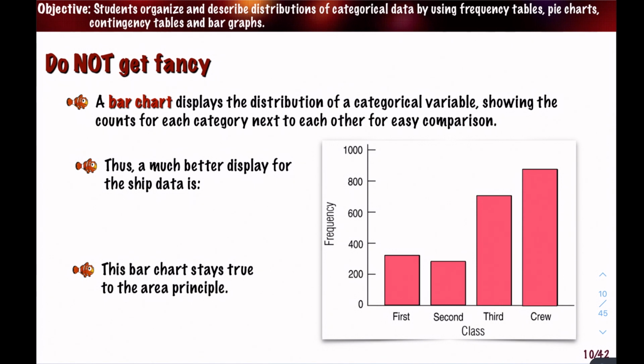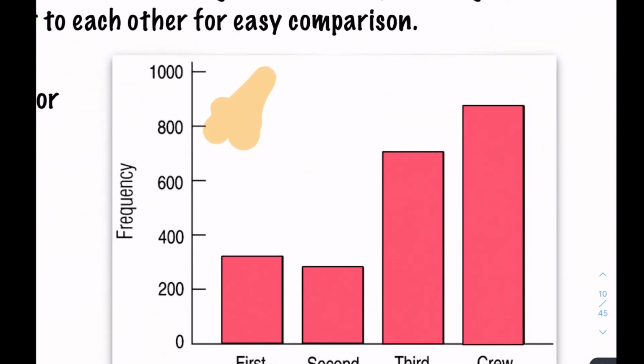So a bar chart displays the distribution of a categorical variable, showing counts for each category next to each other for easy comparison. That's what we want. Thus, a much better display for the ship data looks like what we have pictured here. This bar chart stays true to the area principle. I also want you to note there are gaps between these bars. It is not continuous, and that is the point of categorical data. They're not interrelated. This is not on a continuum, so we keep things separated.